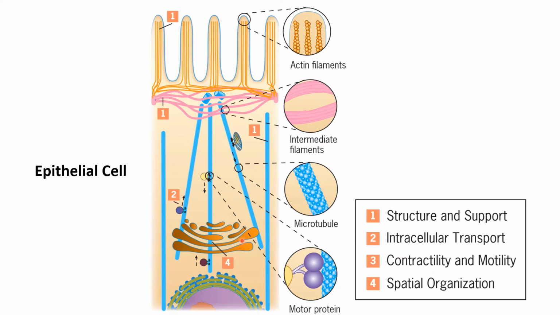Number three, contractility and motility. In this particular example, for the epithelial cell, there's not much need for that, and so the cytoskeletal elements do not really function for contractility and motility for epithelial cells. And what about spatial organization?